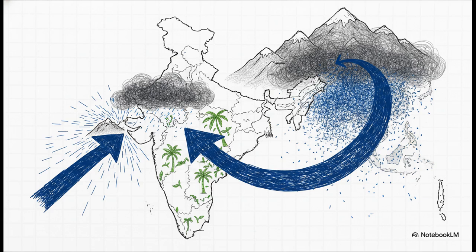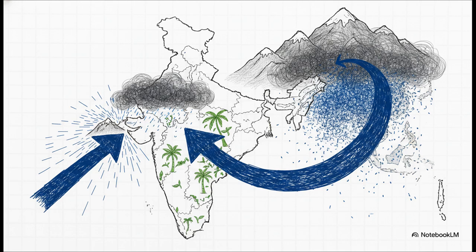The Arabian Sea branch slams directly into the western coast of India. Remember orographic rainfall? These clouds hit the Western Ghats, which is this towering mountain range, and they dump massive amounts of water on states like Kerala, creating incredibly dense forests and lush tea plantations.